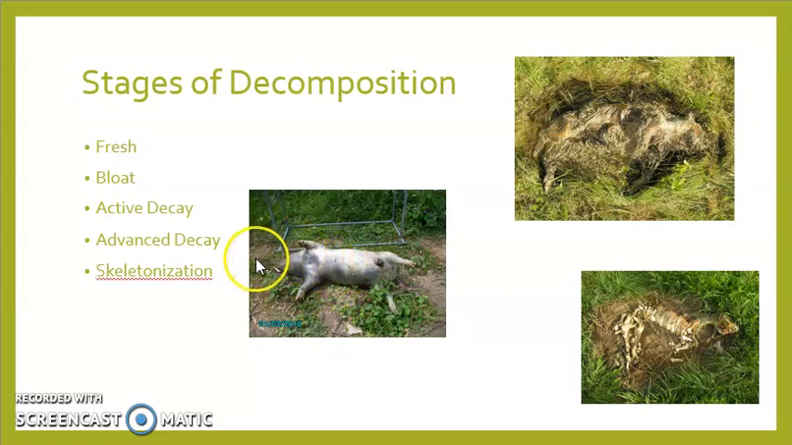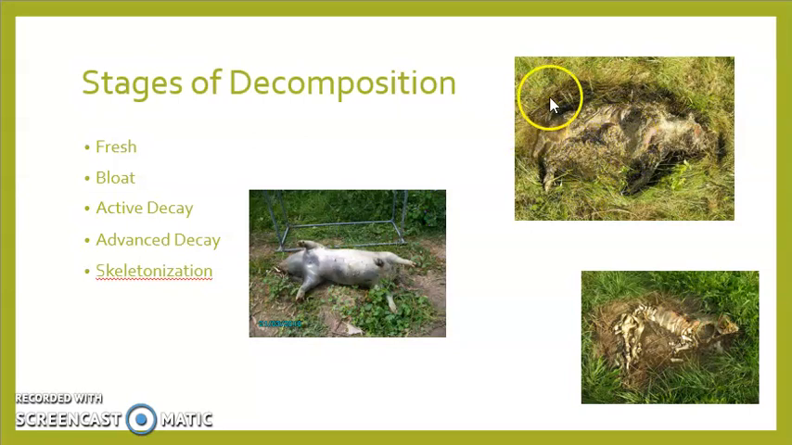So fresh comes before this. Fresh just means it looks basically alive, but it's not. Bloat is bloated. Active decay is when you can see insects, you can see microorganisms, you might see mice and other scavengers taking part in this.